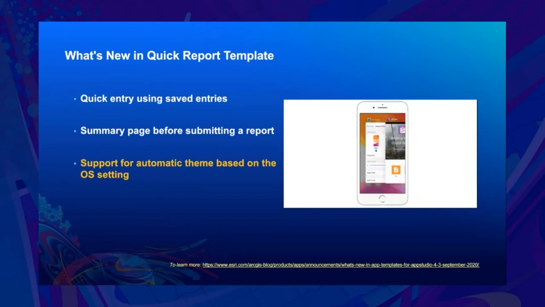And then we have also added support for automatic theme based on your operating system setting. Before version 4.3, Quick Report had an option to select between dark or light theme. In this release, we are further enhancing this feature by automatically detecting the theme color based on your operating system setting for mobile or desktop platform. Of course, the user always had an option to override that by manually selecting the theme color the same way it worked in the previous version.